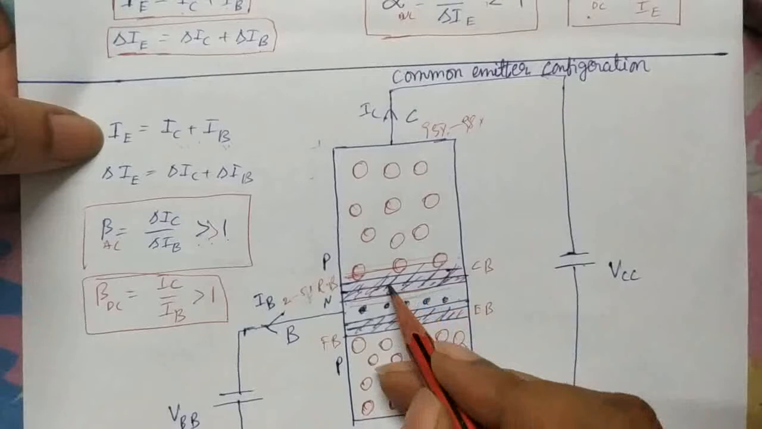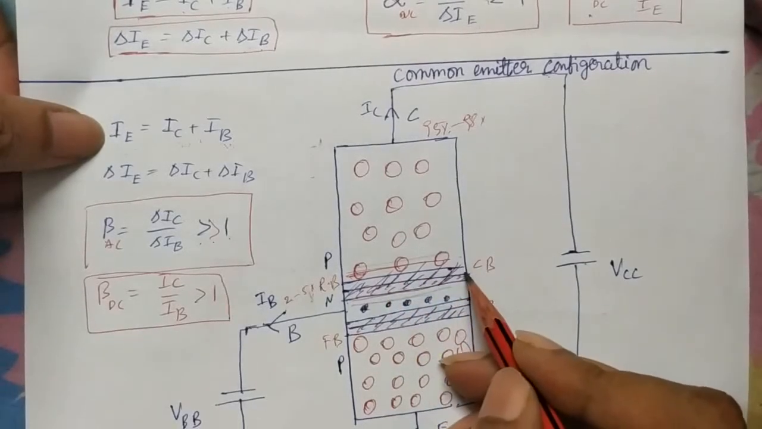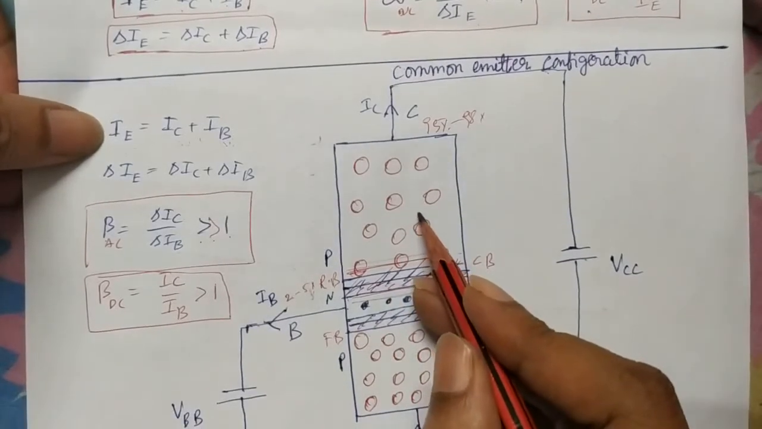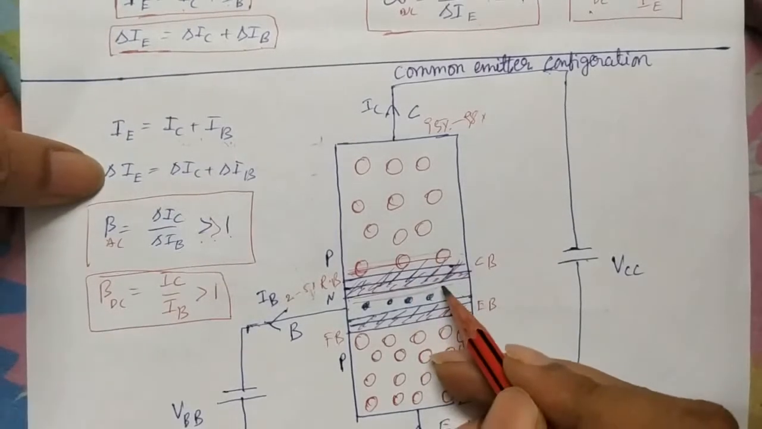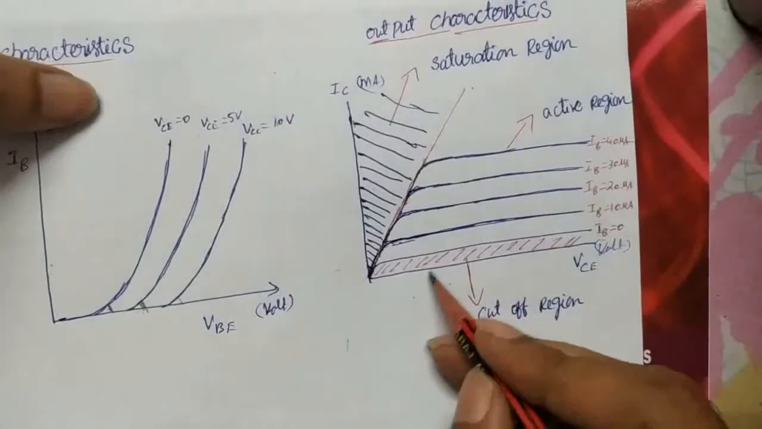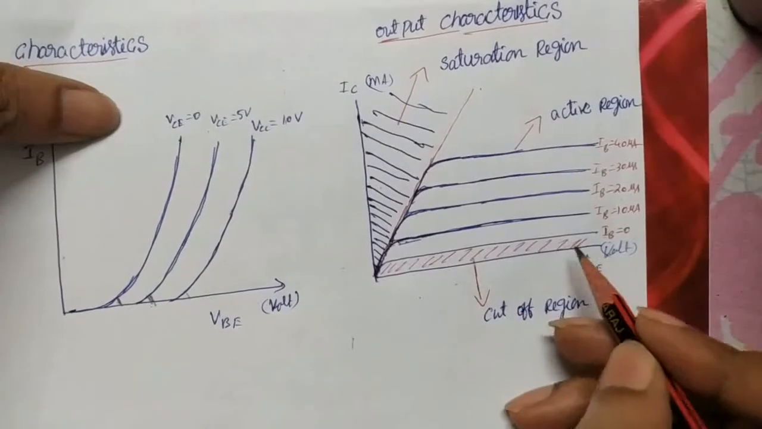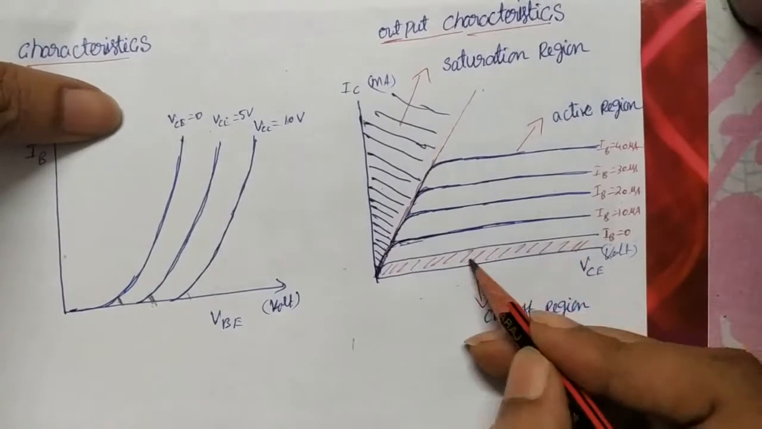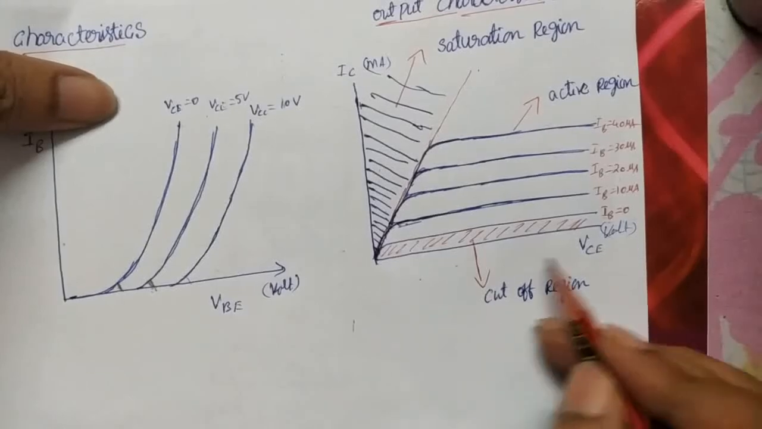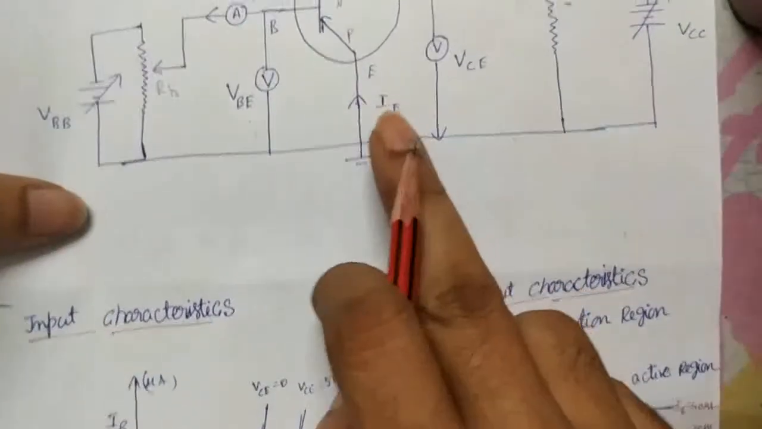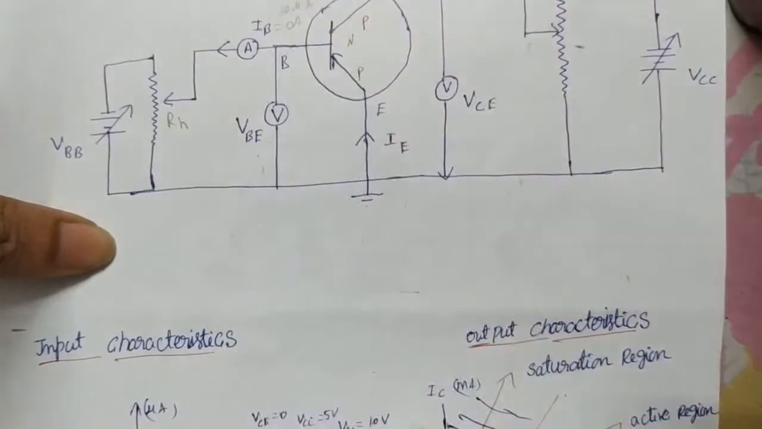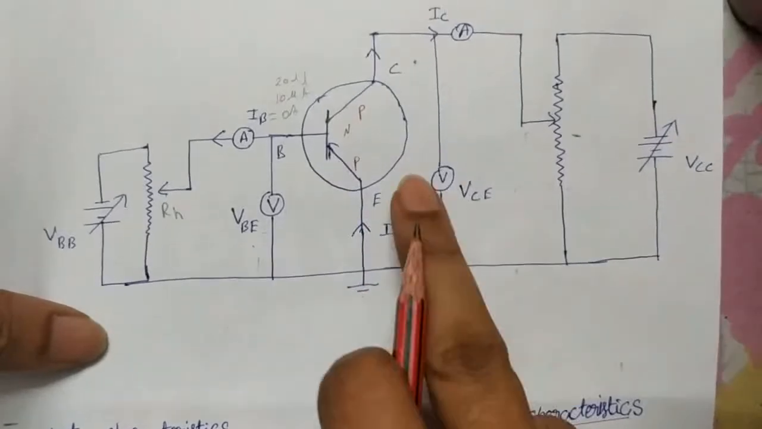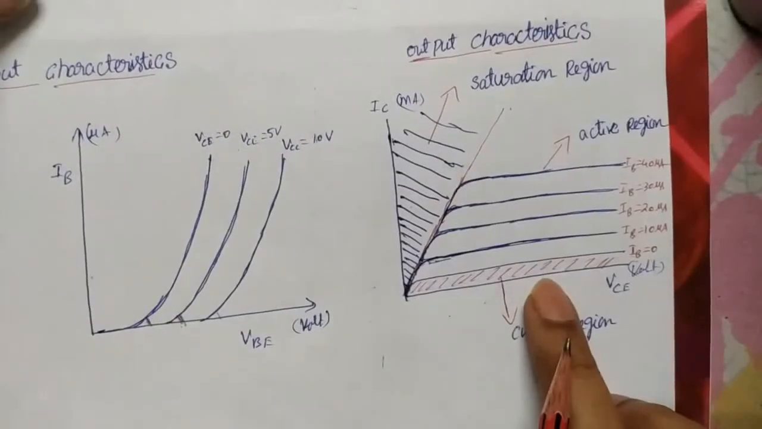But what happens? Because of reverse bias, a small leakage current flows due to minority charge carriers recombining, electrons and holes. Due to that, a small current is flowing. That's why we can't make IC 0, even when IB is 0. A small current is flowing, and below this value we can't go. That's why this is called the cutoff region. This happens when both junctions, the emitter-base junction and the collector-base junction, are in reverse bias.